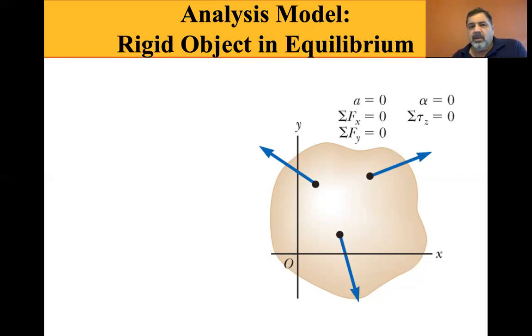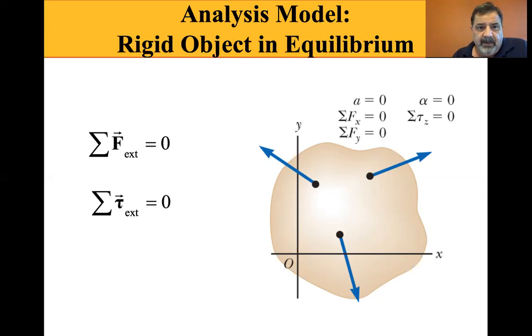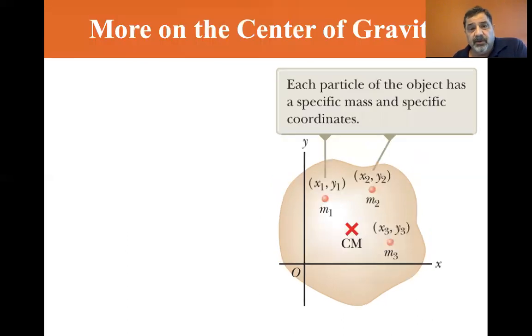So for key points here, for a rigid object to be in equilibrium, the sum of the forces must be equal to 0, and the sum of the torques must be equal to 0. And that's what we have here: sum of the external forces equals 0, and sum of the external torques equals 0. And that is the end of this section. We'll go on with more on the center of gravity for the next section.